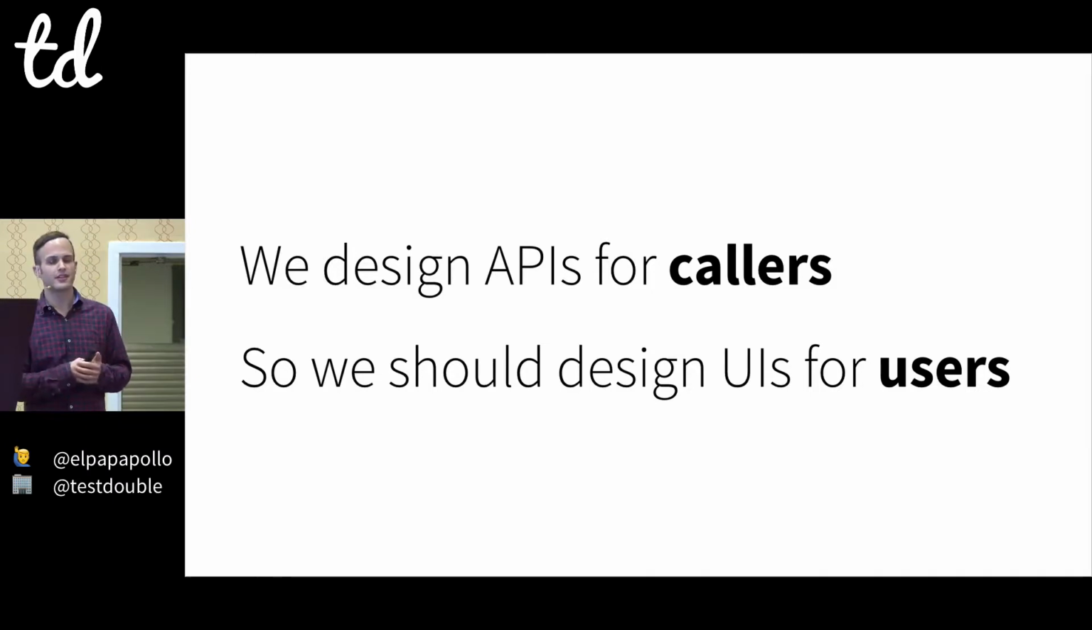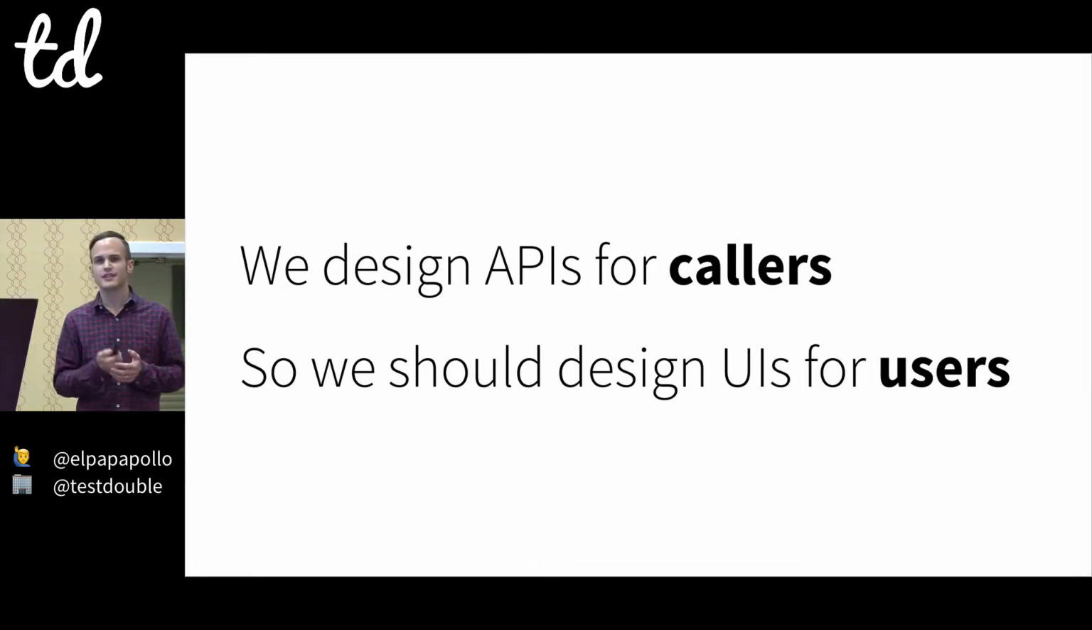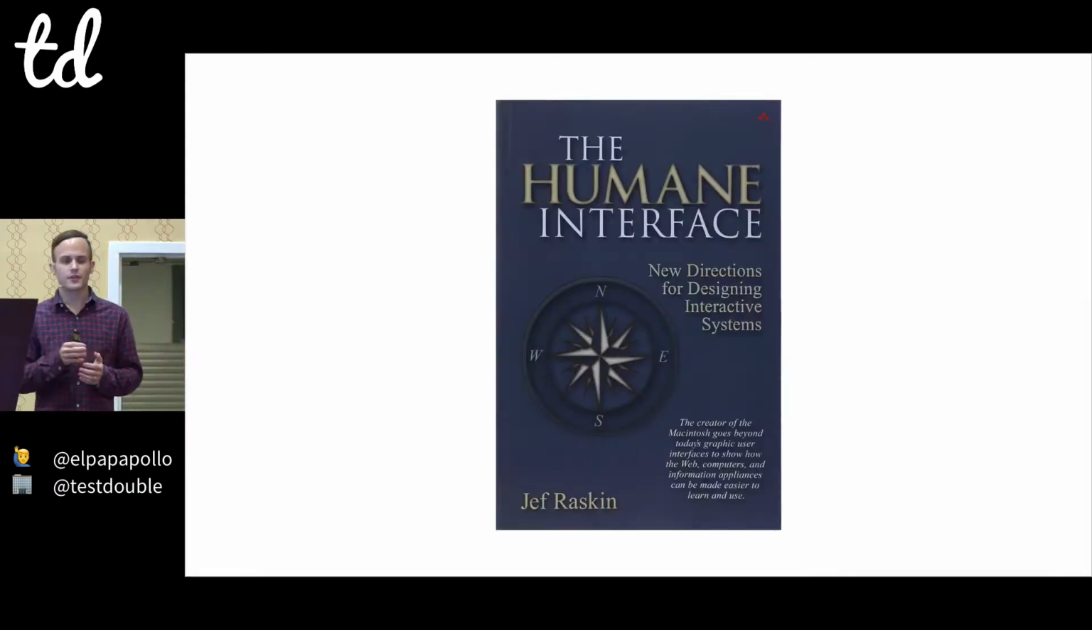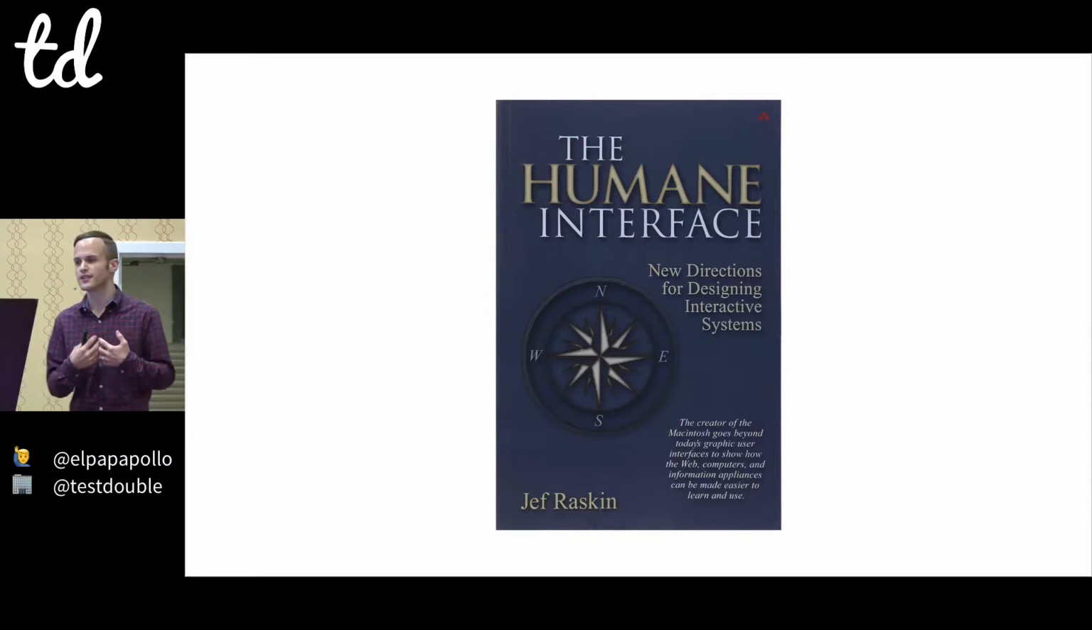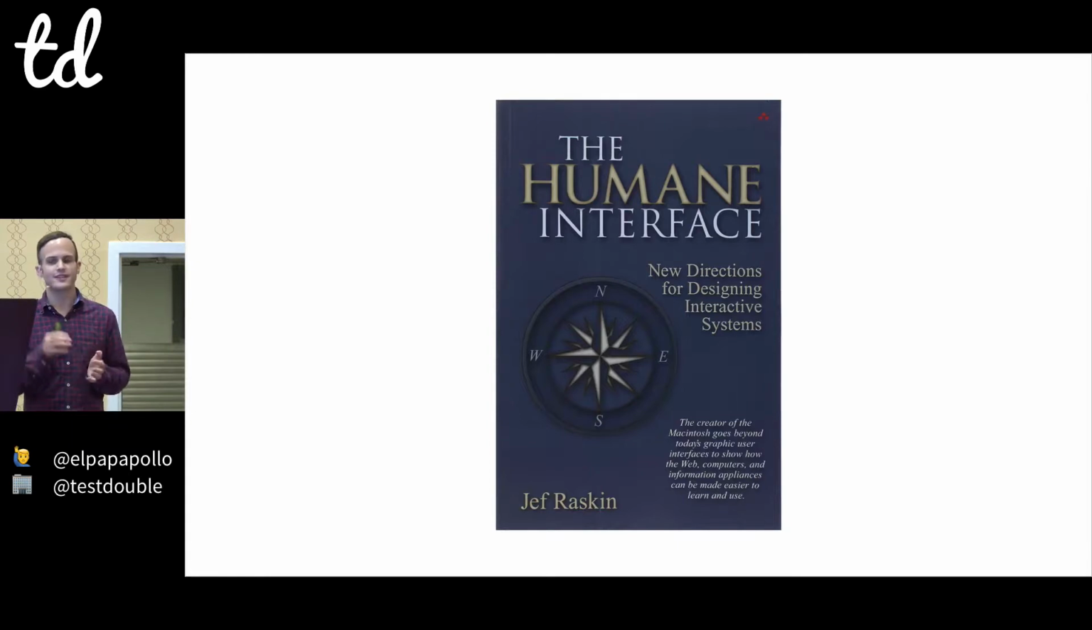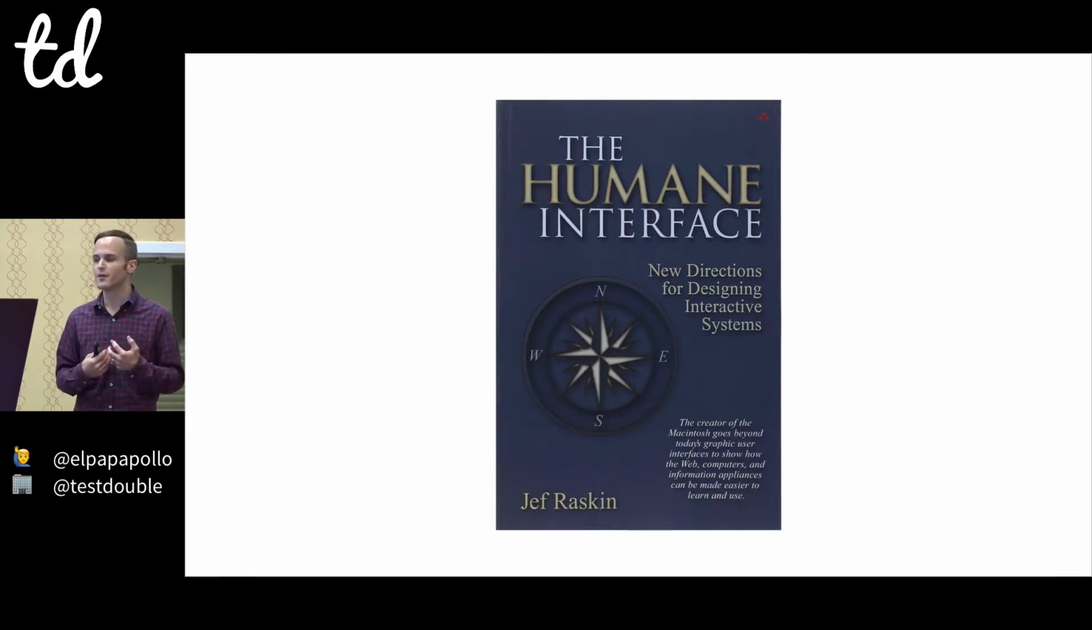We already learned about the importance of designing APIs for callers, especially in making them more usable and friendly for our teammates. Why shouldn't we do the same thing with our UIs for our users? So another great book that helps us approach our interfaces from the viewpoint of our users is The Humane Interface by Jeff Raskin. This book offers a ton of suggestions for improving interfaces by having developers consider the design of their interfaces with users in mind.